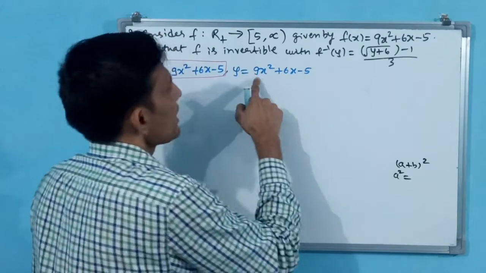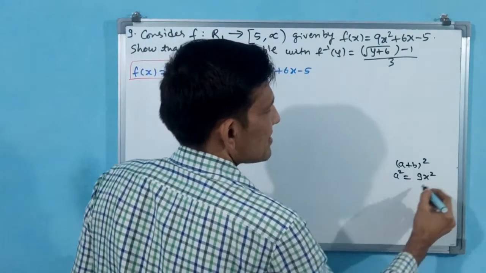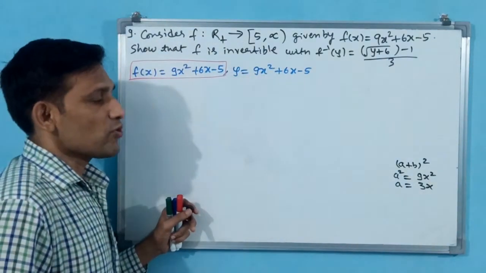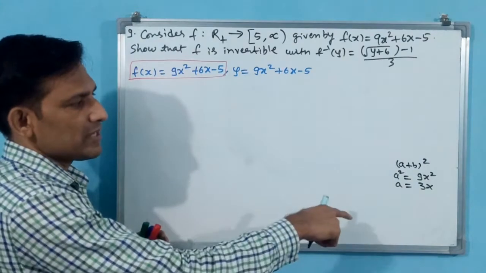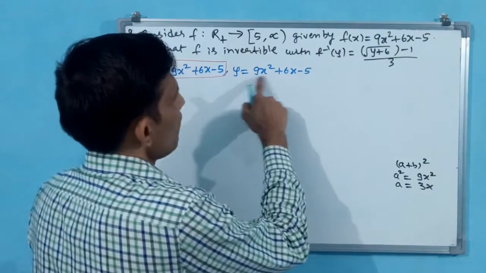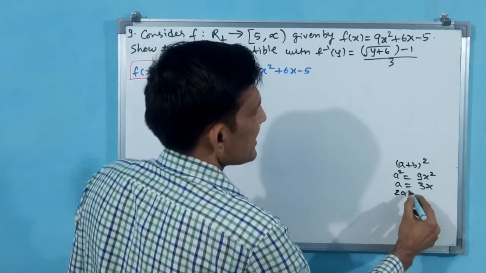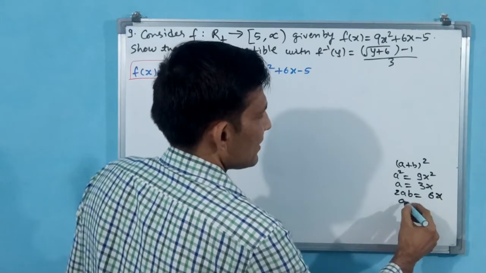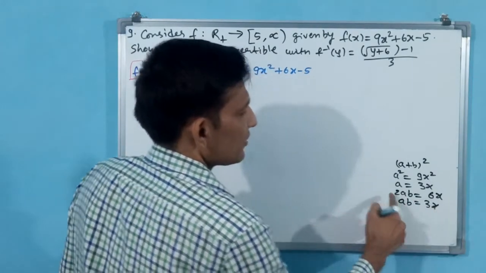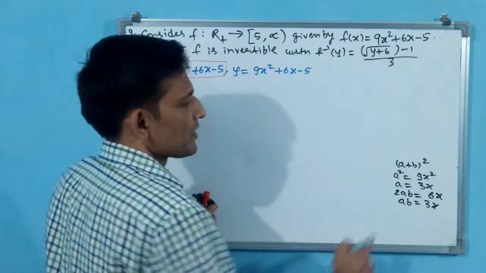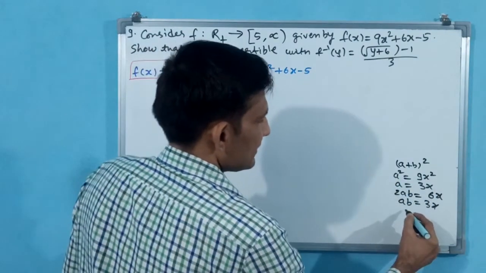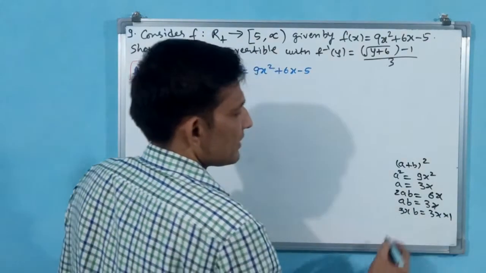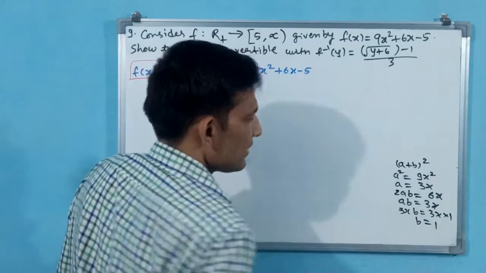A square is equal to 9x square, so a is equal to 3x. Is it correct? If you take the square root, x square gives x, 9 gives 3. Okay, a has come. 6x means 2ab. 2ab is equal to 6x, so ab is equal to 3x. This 2 divides, and a you know is 3x. That means 3x times b is equal to 3x into 1. 3x gets cancelled, b is equal to 1 will come.